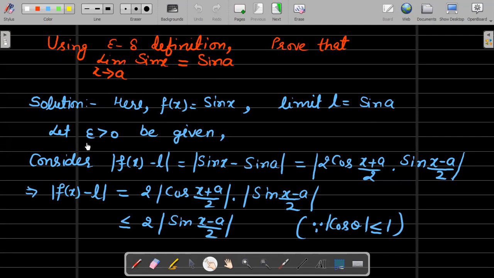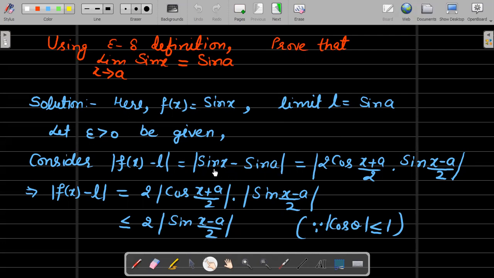So we take any epsilon greater than 0. Let epsilon greater than 0 be given. We have to prove |f(x) minus L| is less than epsilon whenever |x minus a| is less than delta. So we consider |f(x) minus L|. f(x) equals sin x, L is equal to sin a. So |sin x minus sin a|.